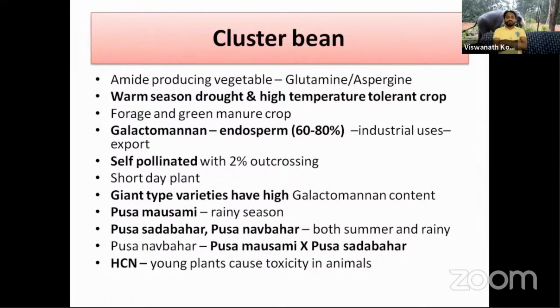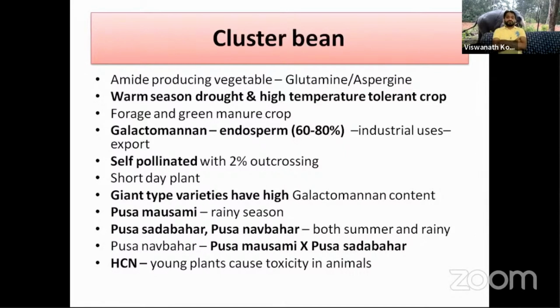So cluster bean is the most commercial crop among all the leguminous vegetables, and it produces amides like glutamine and asparagine. So it is called an amide-producing vegetable also. And it is also a warm season and drought tolerant crop, and it is tolerant to high temperature also. It is also used as forage and green manure crop, and the endosperm of the seeds has galactomannan. It is commonly called guar gum. This has industrial uses, and this is an export quality commodity.